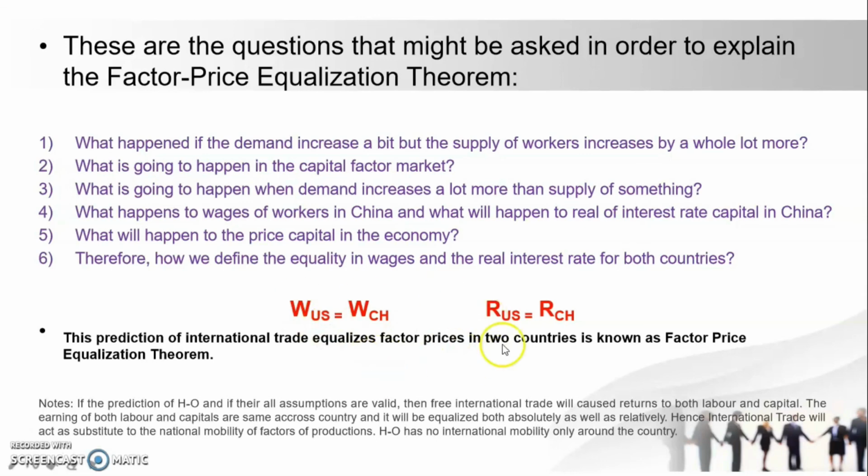Alright, this prediction that international trade equalizes factor prices across countries is known as the factor price equalization theorem. Therefore, if the prediction of the HO model is valid, then free international trade will cause the returns to both labor and capital, the earnings of both, to be the same across countries, and they will be equalized both absolutely as well as relatively.